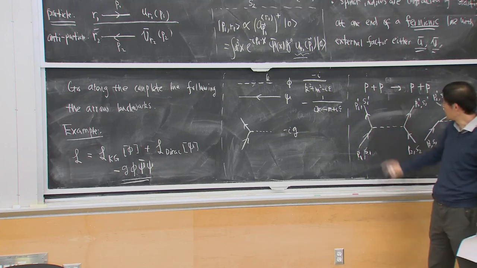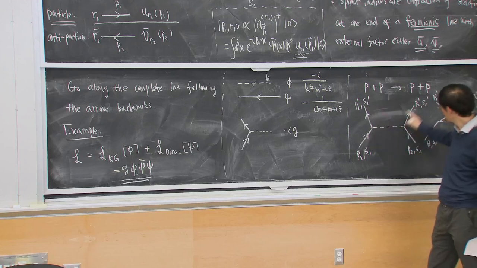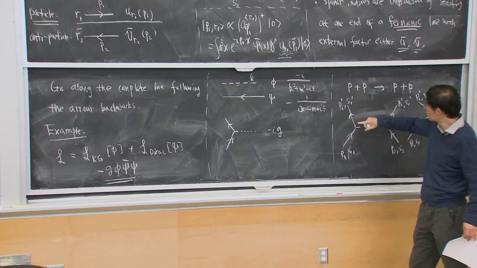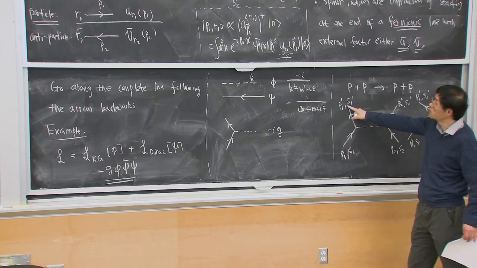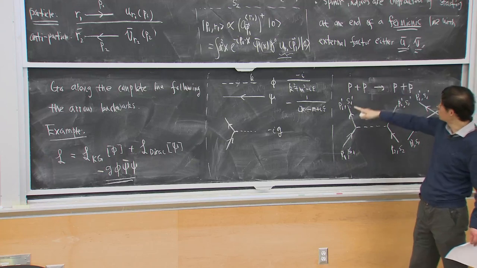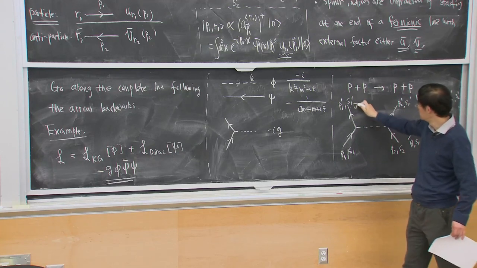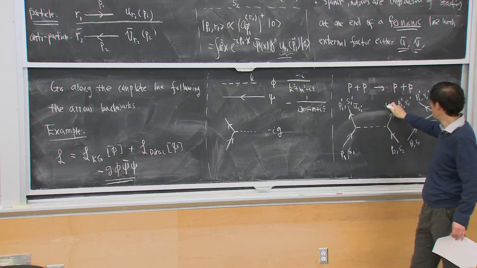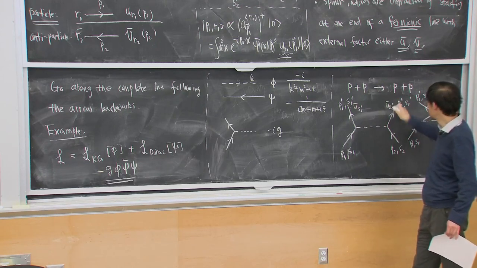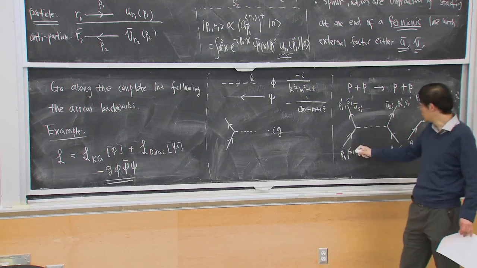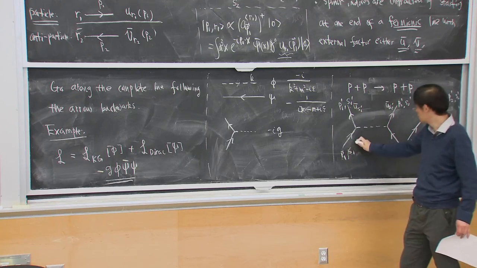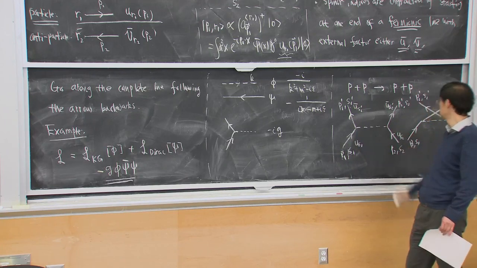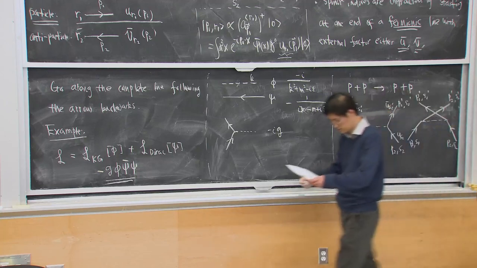We have two fermionic lines here. So one is this one, and one is this one. For this, we should start with the bar. This is the outgoing particle, so that corresponds to u bar, S1 prime. And here corresponds to the u bar, S2 prime. And this, the initial particle, corresponds to u S1, and this corresponds to u S2. And so we just go backwards.